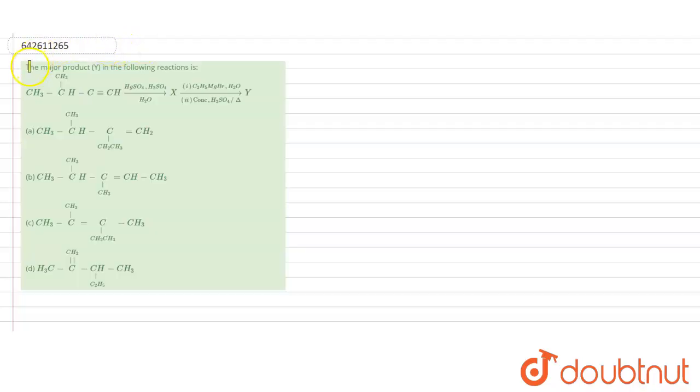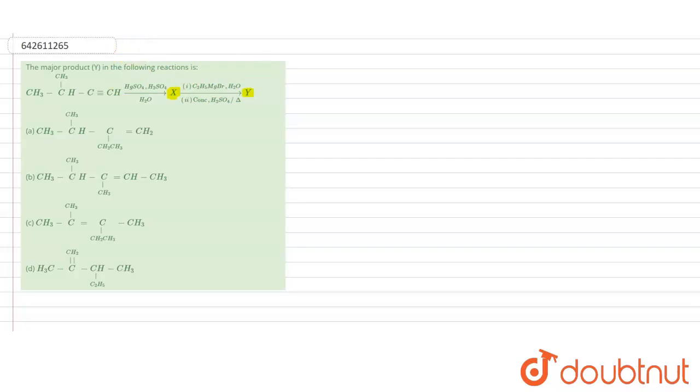Hello. The question is saying: the major product in the following reaction is? We have to find out the major product Y. So here's a series of reactions. The reactant is reacted with HgSO4, H2SO4 and water. After this, product X is formed. When this X product is treated with C2H5MgBr, that is a Grignard reagent, in the presence of concentrated H2SO4, there is a formation of product Y. So we have to find out this Y product.